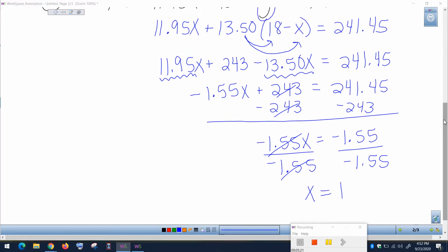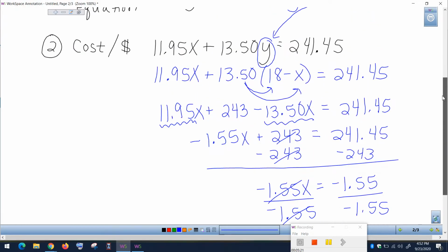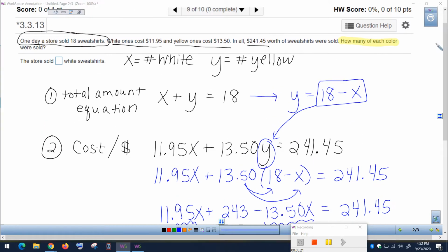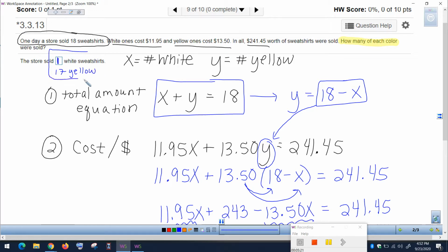Okay, so X represented the number of white sweatshirts. So the store sold one white sweatshirt in my problem, but it was 18 sweatshirts all together. So I'm just going to think to myself, 1 plus what number is 18? And that would be 17. I'm assuming here in Math Excel, as soon as I type in the first answer, the second answer box is going to pop up asking me the number of yellow.